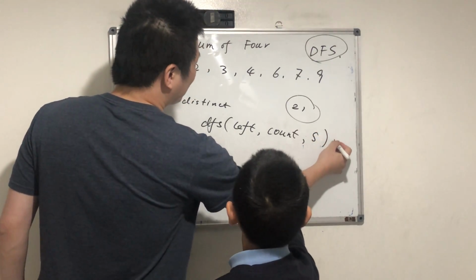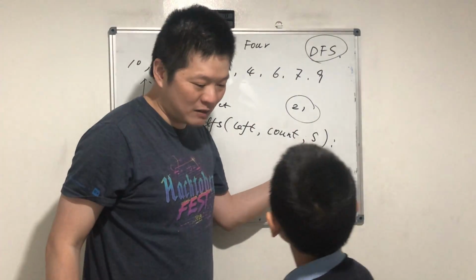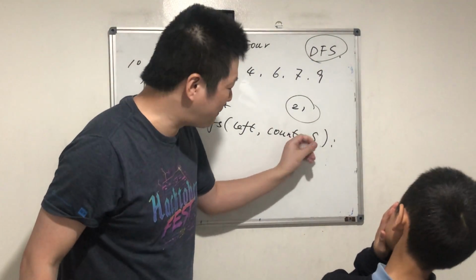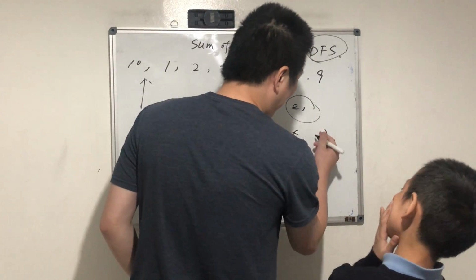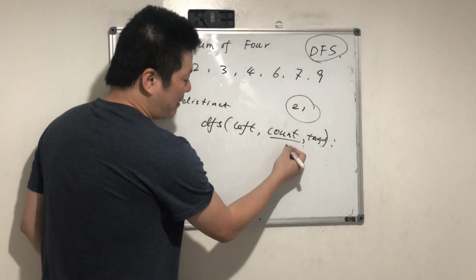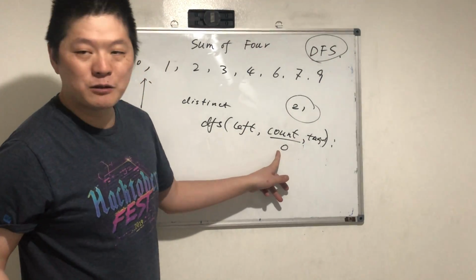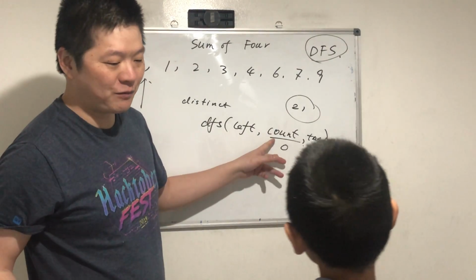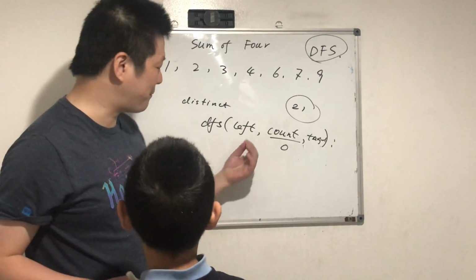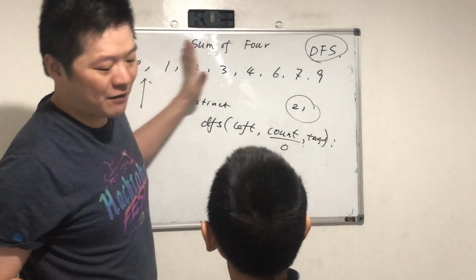Does it make sense? So at the beginning we can put the target as the remaining sum, and the count at the beginning will be 0. Then we need to check if the count equals 4, because we only need 4 numbers. And left will be the beginning. So for each one, let's go through from left to right.